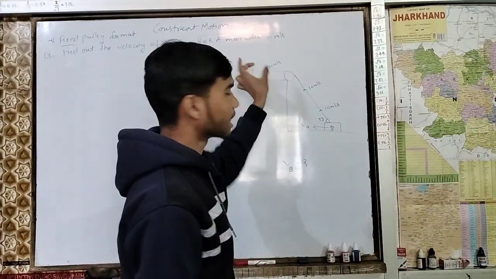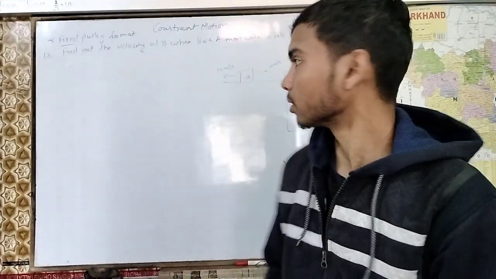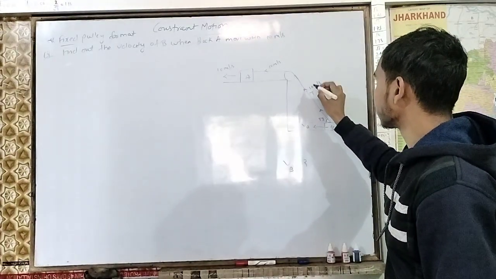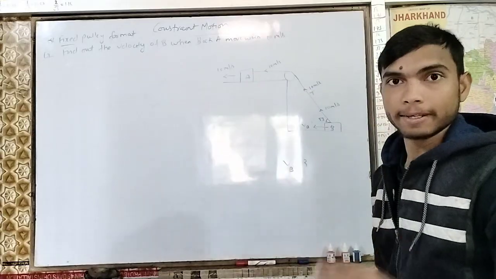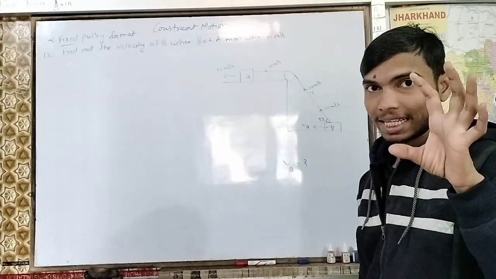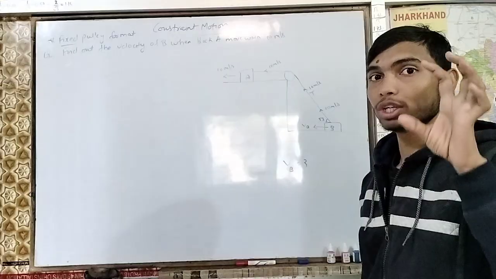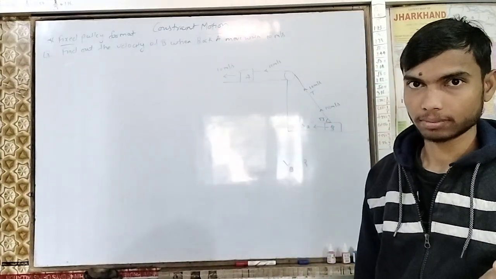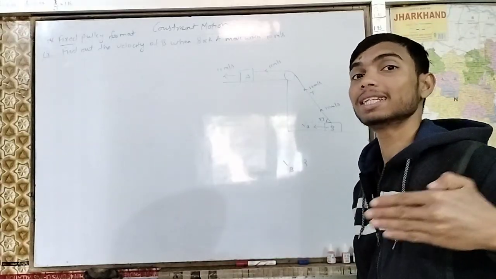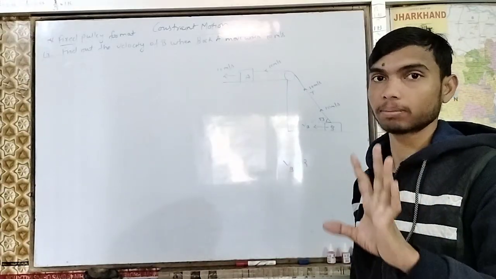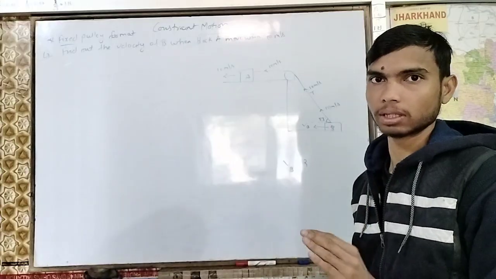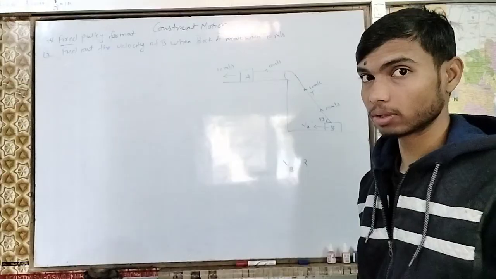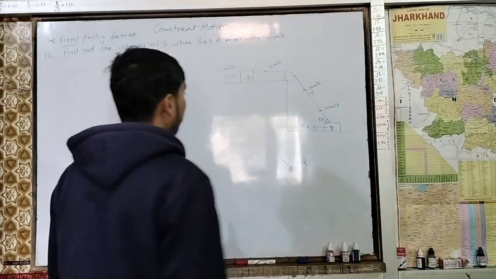This is our string. This is also string. Here there is tension, this is tension. Each point on the string will have the same velocity, 10 meter per second. This will be the same for each point of a string. This was the first point.